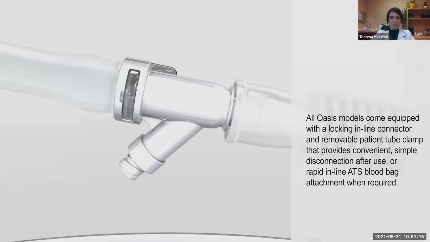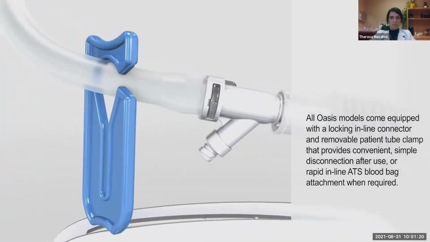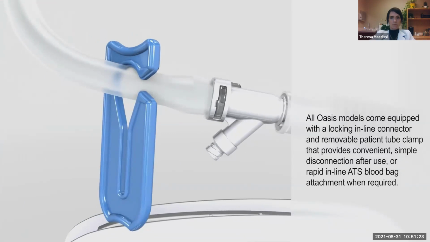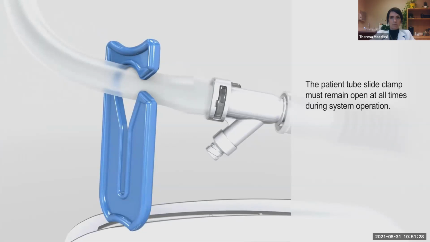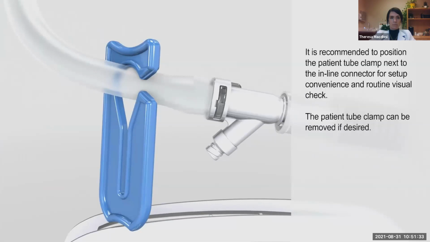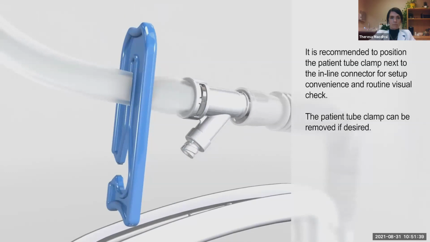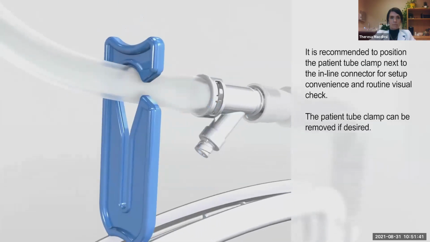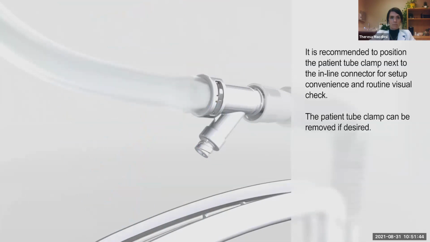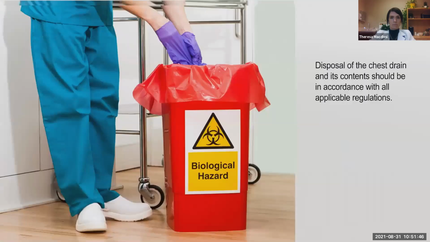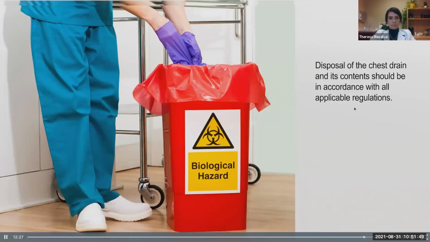All Oasis models come equipped with a locking inline connector and removable patient tube clamp that provides convenient, simple disconnection after use, or rapid inline ATS blood bag attachment when required. The patient tube slide clamp must remain open at all times during system operation. It is recommended to position the patient tube clamp next to the inline connector for setup convenience and routine visual check. The patient tube clamp can be removed if desired. Disposal of chest drain and its contents should be in accordance with all applicable regulations.